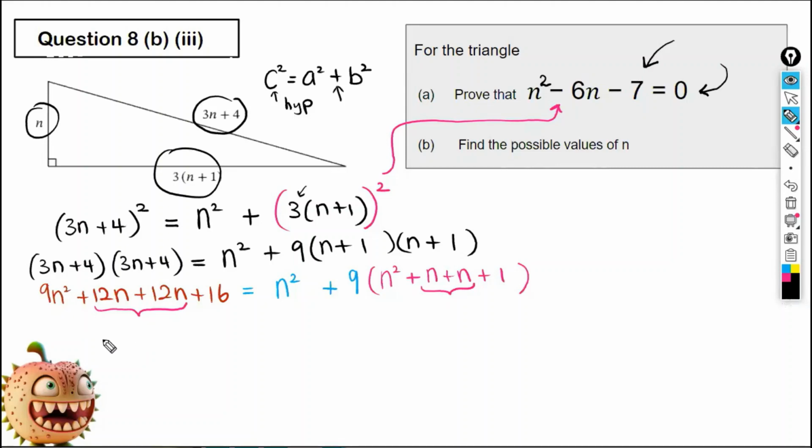So what you're going to get is 9n squared. 12n plus another 12n is 24n plus 16. We have this n squared here. Now, n plus n is how much? 2n. But when we do that, don't we still have to multiply everything inside here by this 9? So you're going to get 9n squared plus 18n plus 9. Looks about correct?